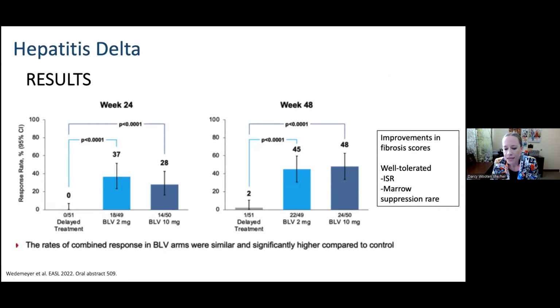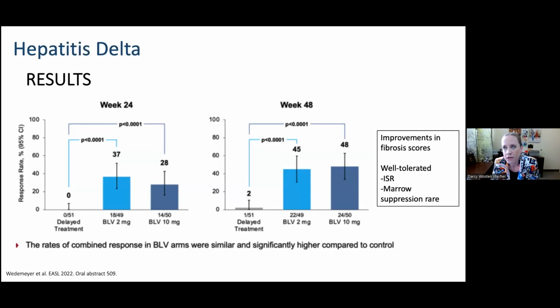As you can see, both doses of bulevirtide were significantly more effective in achieving that composite outcome compared to the control arm of delayed treatment. Of course, this isn't a slam dunk. 100% of people didn't respond. Just under 50% of people had a response, but that's better than what we have right now. So I think this is still really exciting.